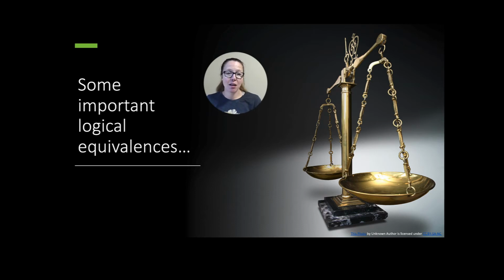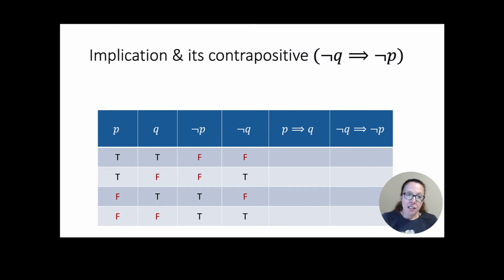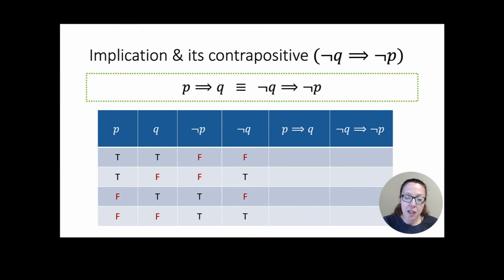Let's take a look at some important logical equivalences. So let's first take a look at implication and its contrapositive. We want to show that the implication, P implies Q, is equivalent to its contrapositive, not Q implies not P.